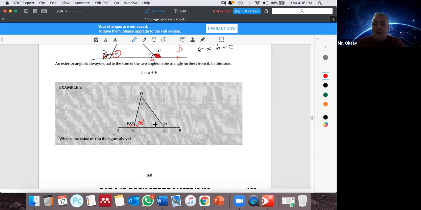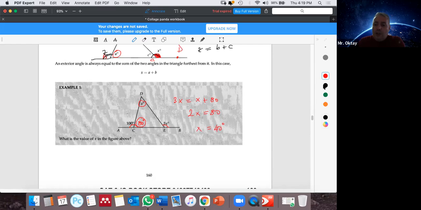And then what can I do? If I remember this rule, one exterior angle, which is 3x, equals the sum of the other non-adjacent interior angles, which are x and 80. So I can write x plus 80. When you take the x to the other side, 2x is 80 degrees and x is 40 degrees.